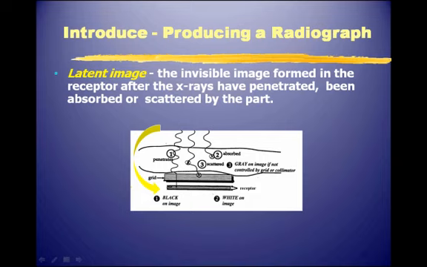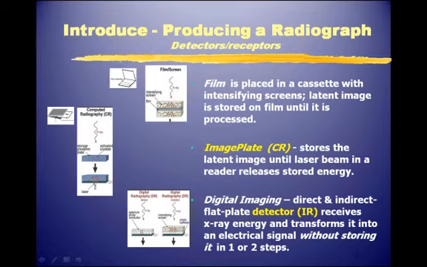The latent image is the invisible image formed in the receptor after the X-rays have penetrated, been absorbed or scattered, but before they've reached the receptor. The receptor records the latent image. You can see these in the diagram, and you can look at that more closely in your manual.